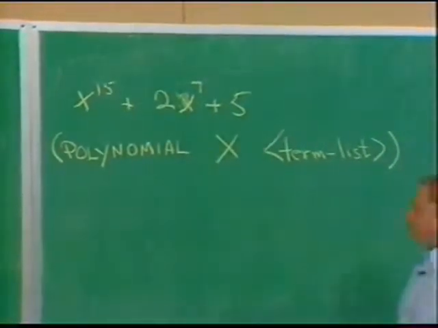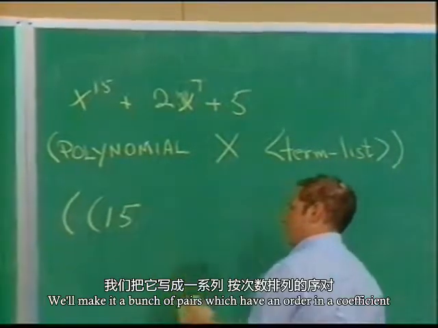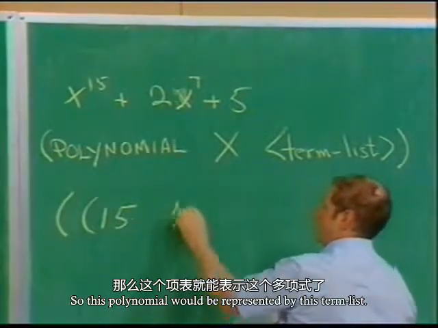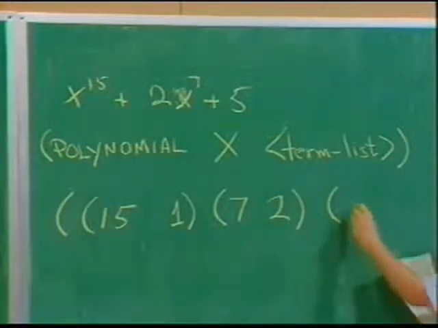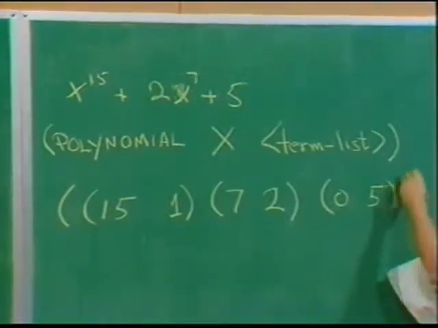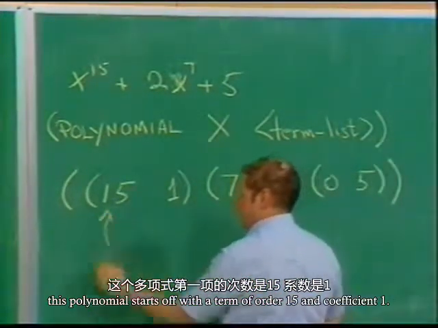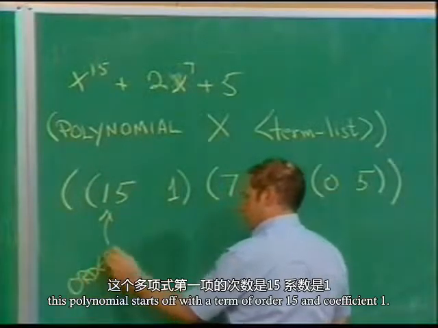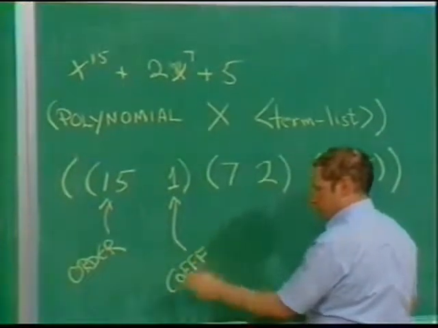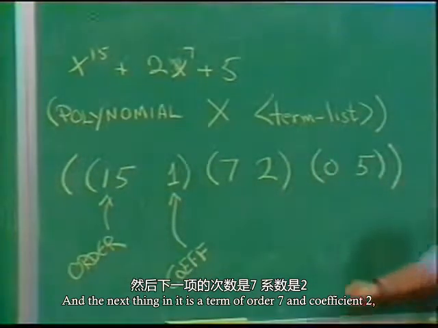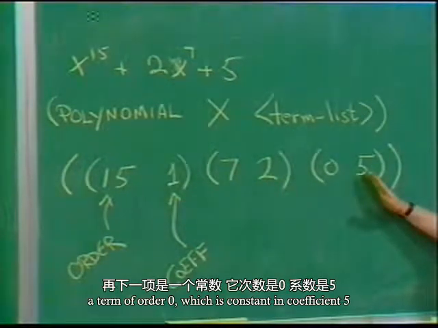And a term list, well, in our case, we'll use something that looks like this. We'll make it a bunch of pairs which have an order and a coefficient. So this polynomial would be represented by this term list. And what that means is that this polynomial starts off with a term of order 15 and coefficient 1. And the next thing in it is a term of order 7 and coefficient 2, a term of order 0, which is constant, and coefficient 5.